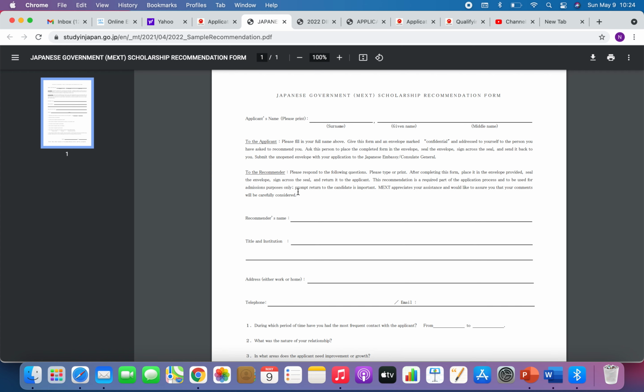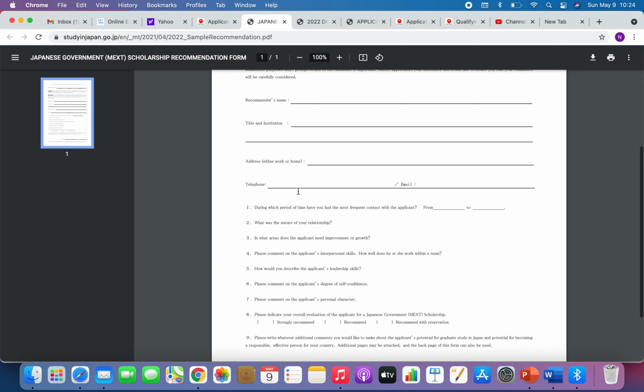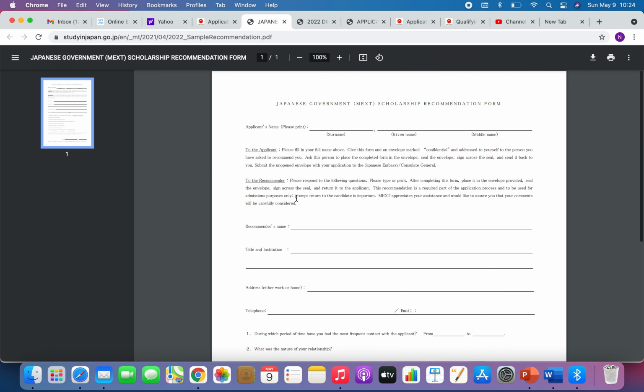Okay, so that's for the person recommending. This is just a sample, as it was said, but any form is accepted. But ensure that you don't tamper with the envelope. Ensure that it's signed at the back as well, and that it's written confidential and addressed with your name on it. If you have any question regarding that, you can also ask me.